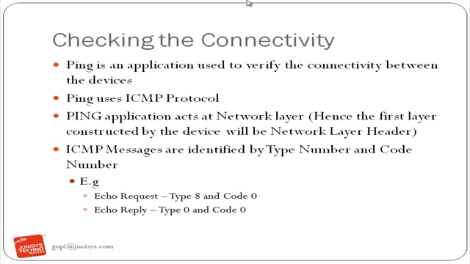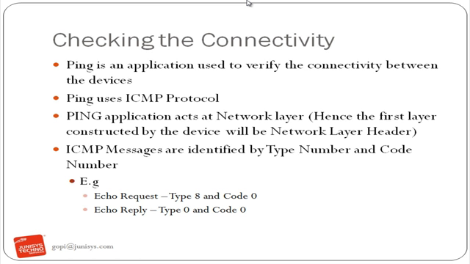Now how do we verify the connectivity? Ping is an application used to verify the connectivity between devices. Ping uses the ICMP protocol. Ping is an application that acts at the network layer, hence the first header constructed by the device will be the network layer header. ICMP messages are identified by type number and code number. We have seen two types of messages: echo request, which is type 8 and code 0, and echo reply, which is type 0 and code 0.